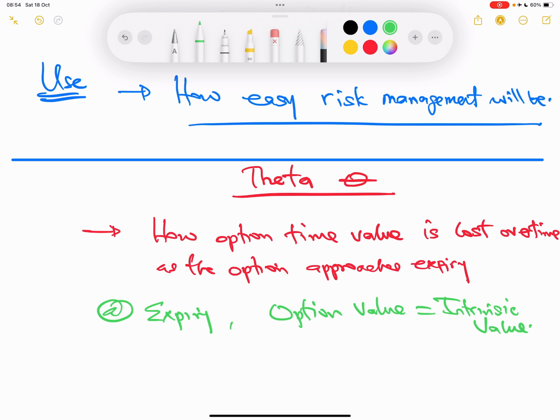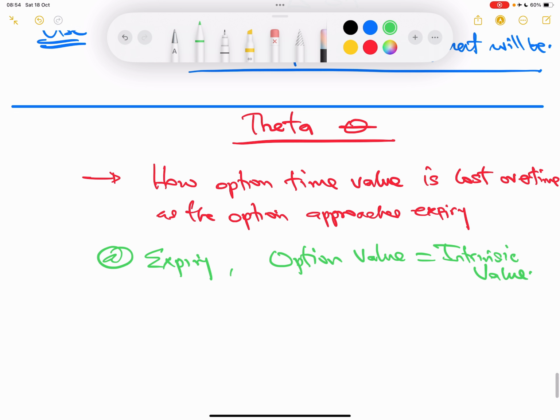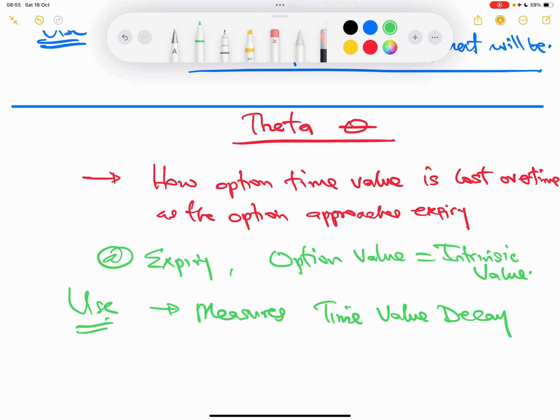So, what is the use? It helps you to measure the value decay, that is, the value you will lose per day as your option is getting closer to expiry. So you can decide whether you want to quickly sell or not. So like I said, the use is that this one will measure time value decay. That is the value lost per day.